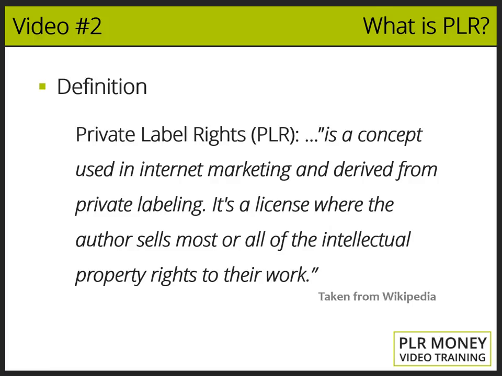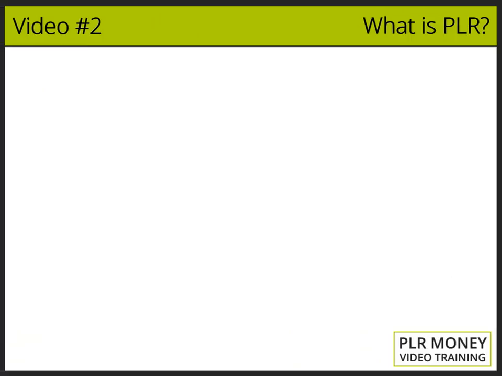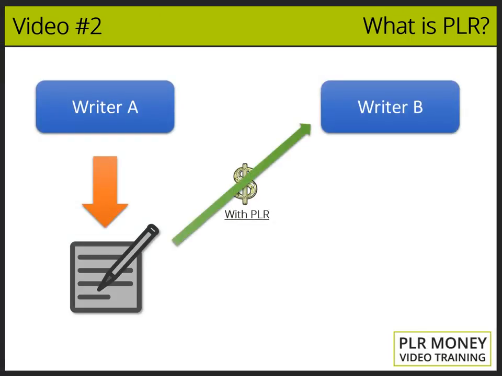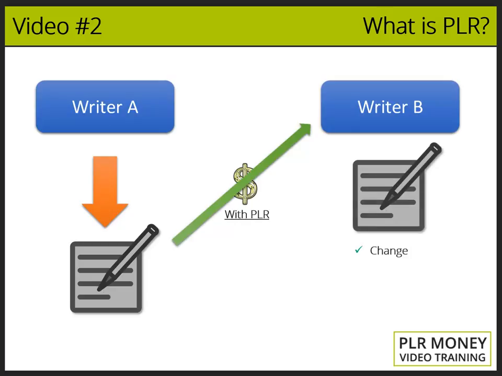In other words, it's when you buy the rights to content from the author and can customize or change it in any way. Such as if I wrote a series of articles and then sold them, and the person to whom I sold them could alter them and use them however. For example, if writer A creates content, they may sell the private label rights to writer B and allow writer B to make certain allowable changes, add their name and company, etc., and then resell the content.